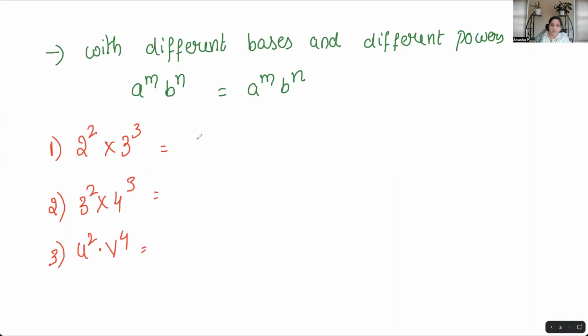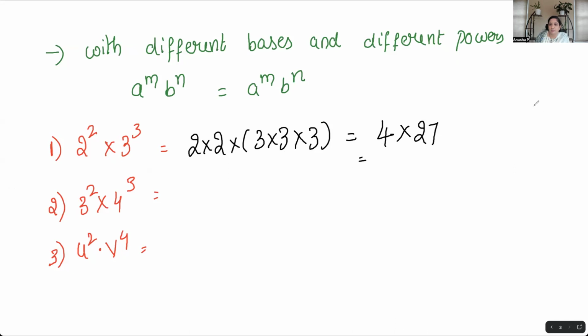So now 2 square is nothing but 2 times 2. And 3 cube is nothing but 3 times 3 times 3, right? So 2 times 2 is 4. 3 times 3 is 9. 9 times 3 is 27. So we can do 27 times 4 if you want.